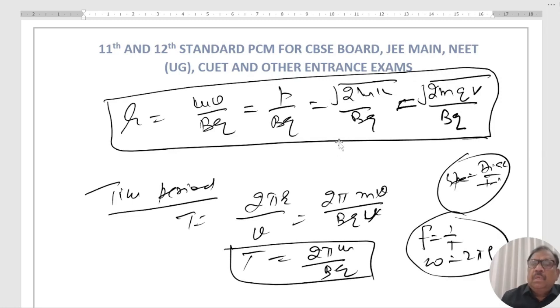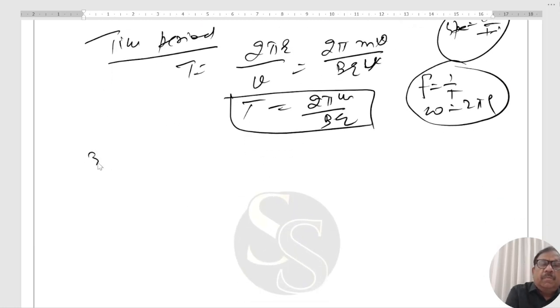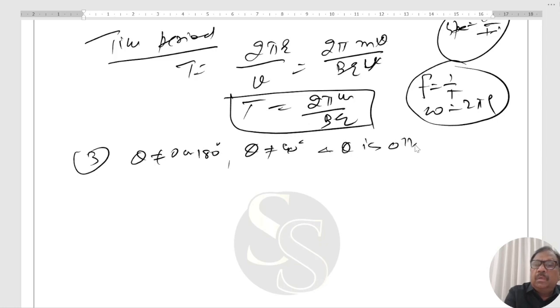This is regarding the path followed by the charged particle when it moves at angle theta equal to 90 degrees, right? Third case: theta is not 0 or 180, not 90 degrees, and theta is other than these.